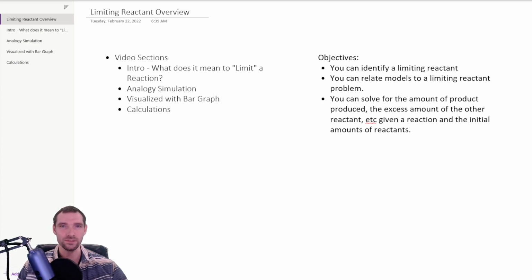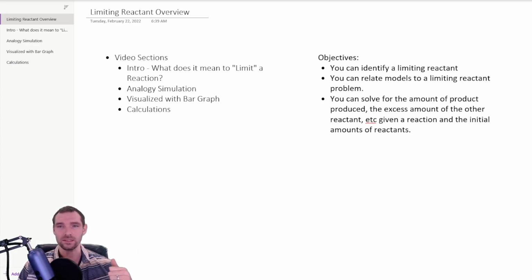So to help us do that, what we're going to start with is thinking about what it really means to limit a reaction. And then we're going to think about some analogies to help you understand that a little bit better. Then we're going to visualize what we're doing with limiting a reaction with some bar graphs so that you kind of know what we're aiming for. And then we'll actually do some calculations.